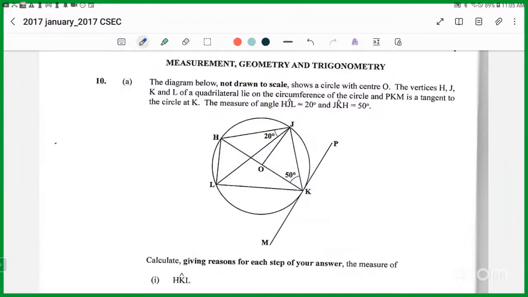It says vertices H, J, K, and L are of a quadrilateral on the circumference. So this quadrilateral is cyclic, so the opposite angles add to 180 degrees. They are supplementary. It says PKM is a tangent. Once you have a tangent, you're looking for tangent and radius, tangent and chord. So tangent and radius make 90 degrees.